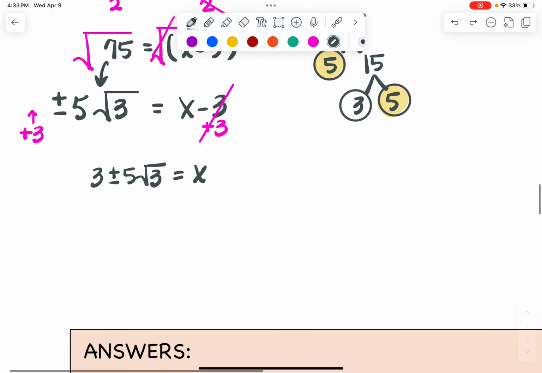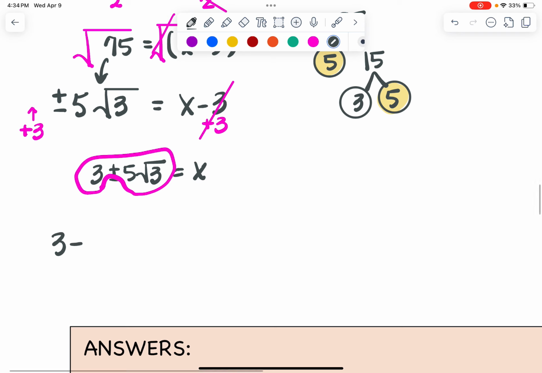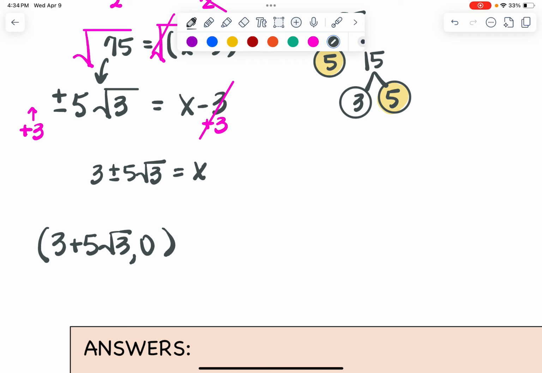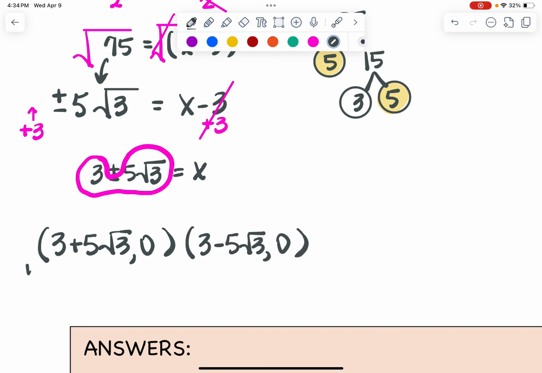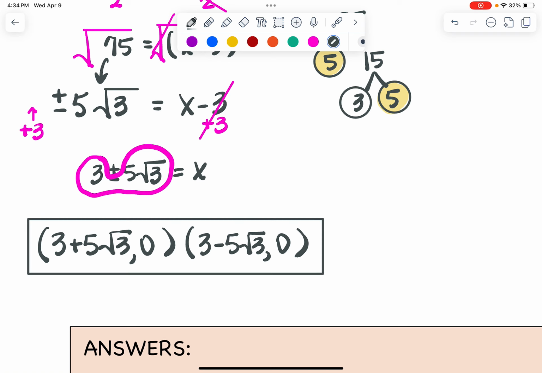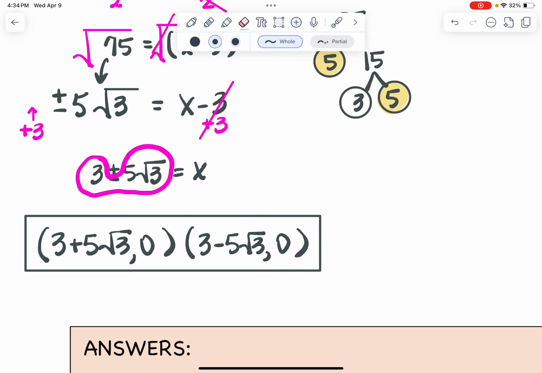So these are my two answers. My first answer is 3 plus 5 root 3, comma 0. And then my second answer is 3 minus, I'm using the minus sign for my second answer, so 3 minus 5 root 3, comma 0. And that's how I'm going to write and split my two solutions, by writing them as x-intercepts.